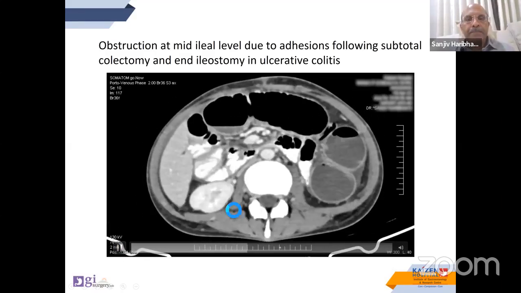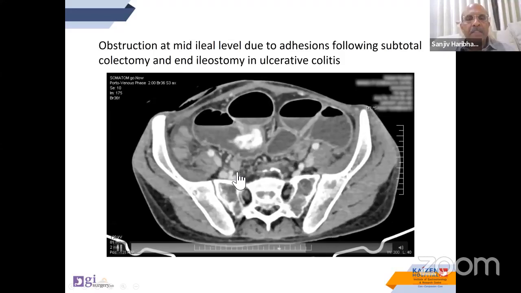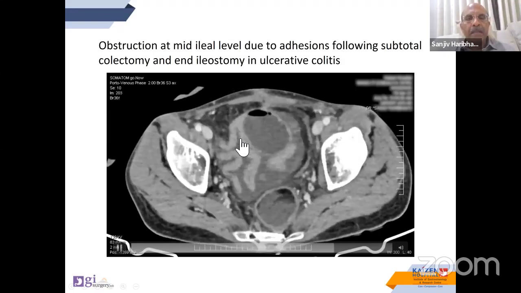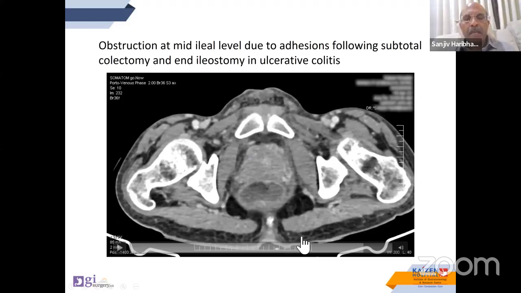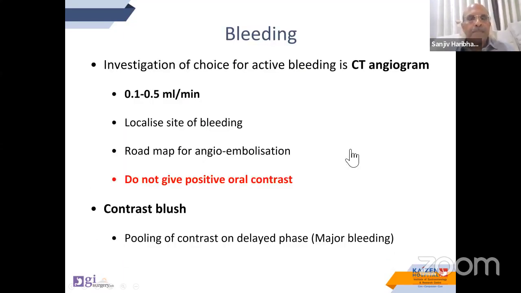Here you can see that there are a lot of dilated ileal loops. But then as we go down, we will see that there are some collapsed loops here. Sometimes there is a transition, sometimes there may not be a transition. Here you can see that there is a dilated loop and then there is a gross transition. These are all the collapsed distal ileal loops reaching up to the cecum. So this was adhesion after total colectomy and ileostomy.